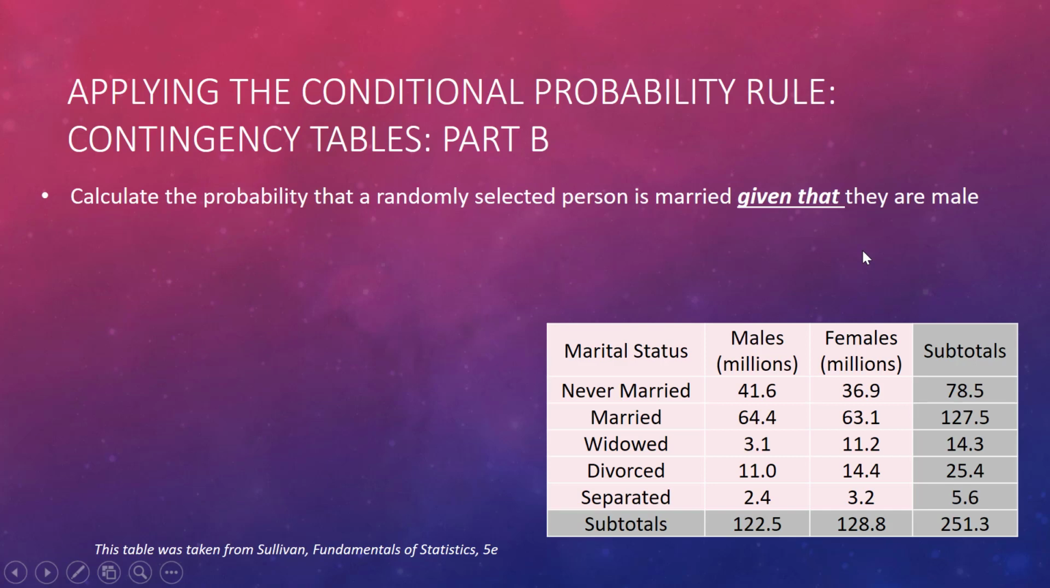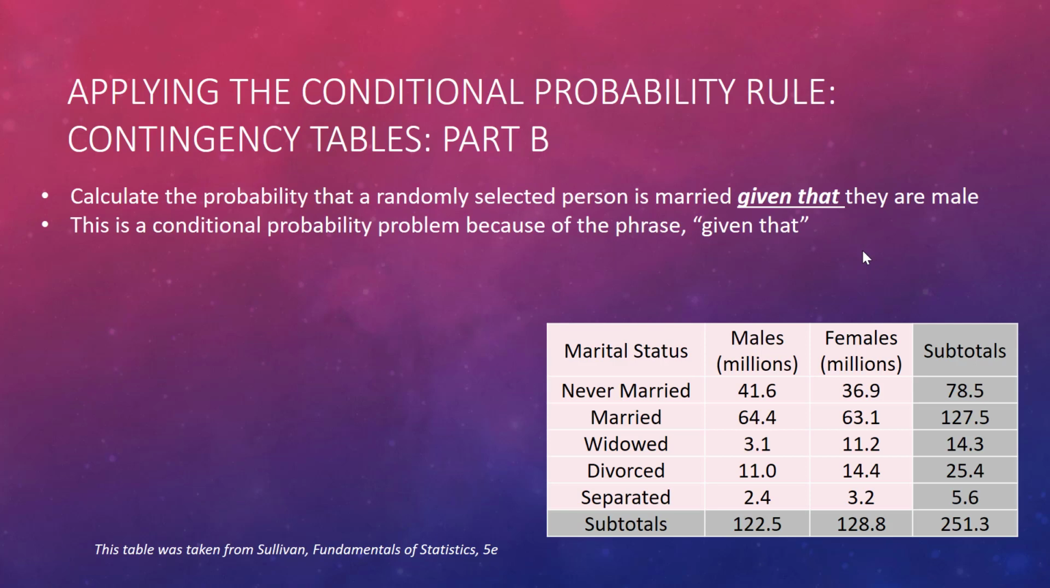Part B, calculate the probability that a randomly selected person is married given that they are male. This time we have a conditional probability problem, and we know that because we see the phrase "given that." So remember, the conditional probability formula says that the probability of event B, given that event A has already occurred, is equal to the number of ways that A and B can occur at the same time, divided by the number of ways that A can occur.